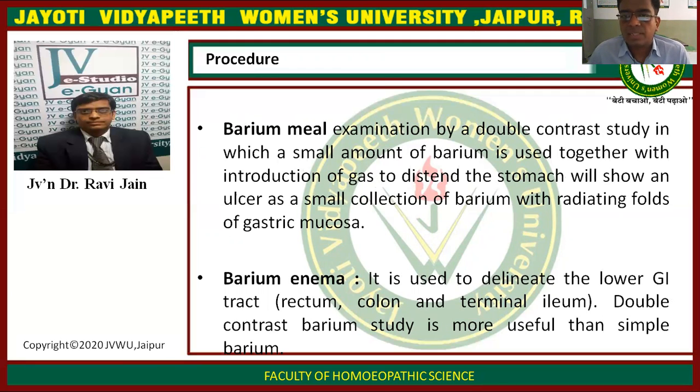Barium meal is an examination by a double contrast study, in which a small amount of barium is used together with introduction of gas to distend the stomach. It will show an ulcer as a small collection of barium with radiating folds of gastric mucosa. Barium enema is used to delineate the lower GI tract, that is rectum, colon and terminal ileum. Double contrast barium study is more useful than this simple study.